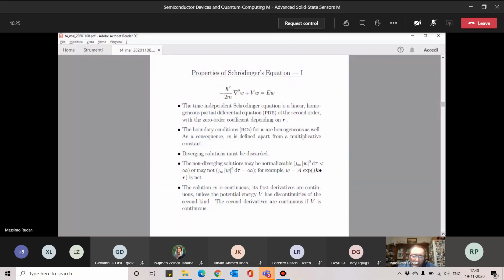Then, still at the left-hand side, V is the potential energy of the particle. So V is the function such that minus the gradient of V is the force acting on the particle. So V depends on position in general. On the right-hand side, E is the total energy of the particle, and E is a constant, okay?